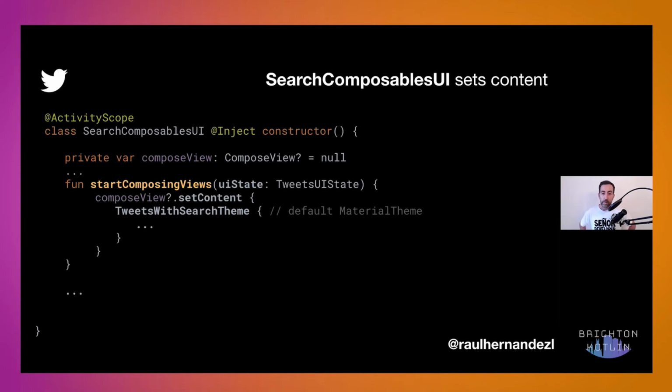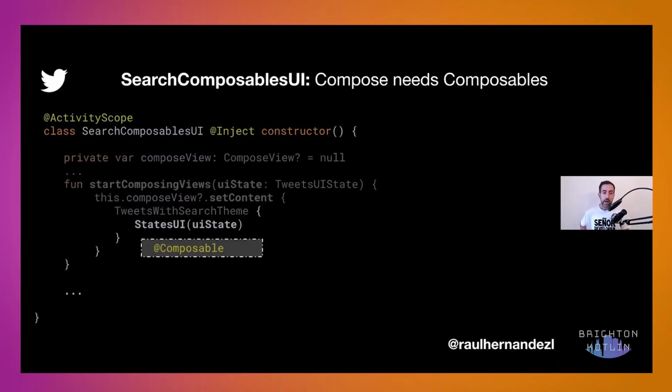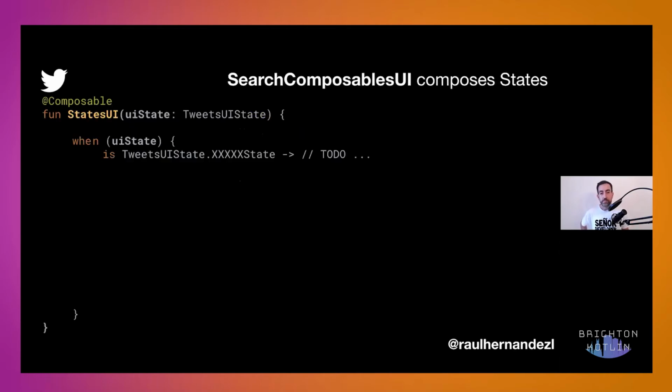So initially you have a material theme, that's the default one. Preferably you want to have your own theme with your own colors and different things. That's why I created my own theme, tweets with search theme. So yeah, let's assume we have the material theme that is our custom one ready. And now we can start creating different composables using the UI state and passing the UI state. Now we'll start with the state, doing different things and rendering, and be prepared for that.